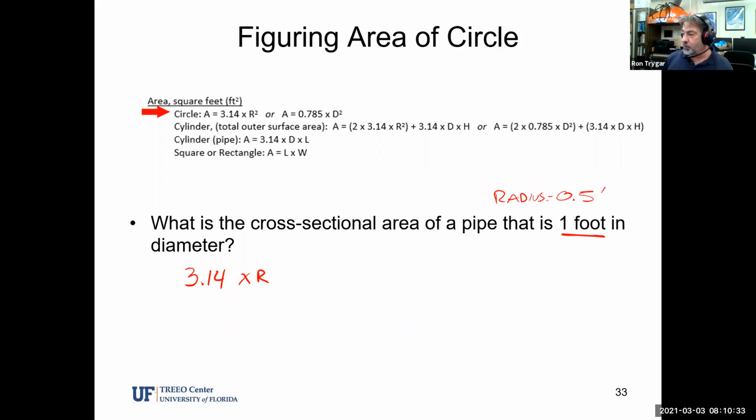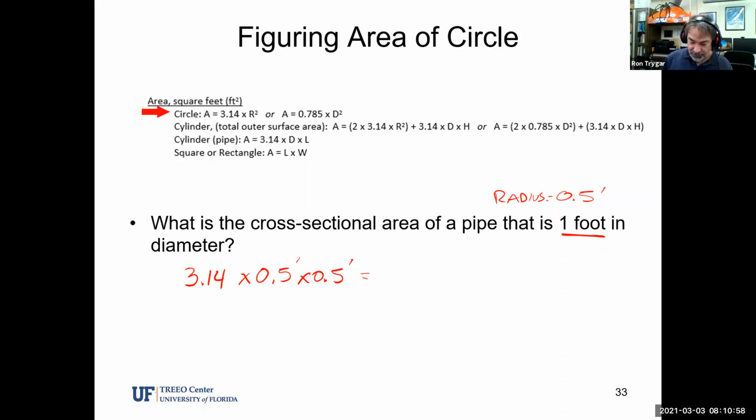Radius equals 0.5 feet. Diameter is 1 foot. So to use the 3.14, we need the radius. So let's go ahead and use that. We erase that, and we're going to go 3.14 times 0.5 times 0.5, which is a half a foot. These are feet units. So let's work this out on our calculator.